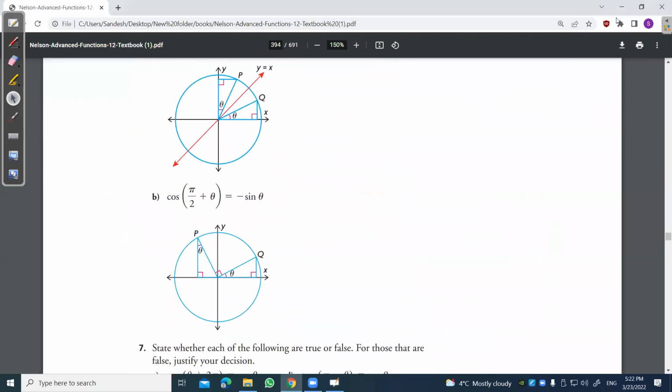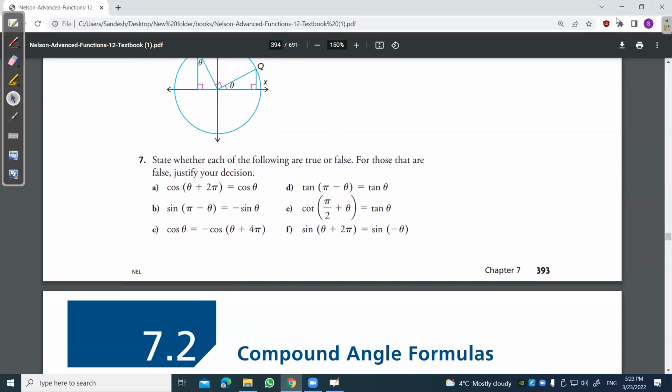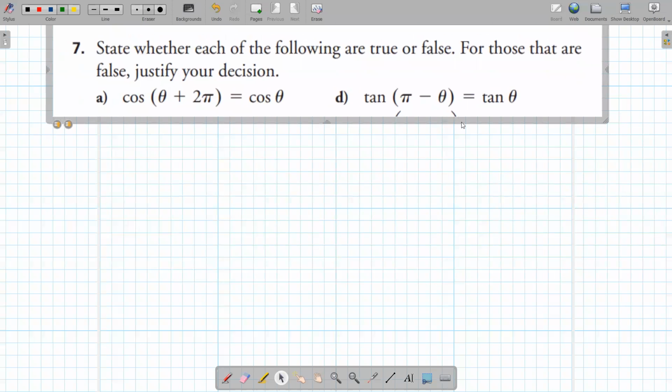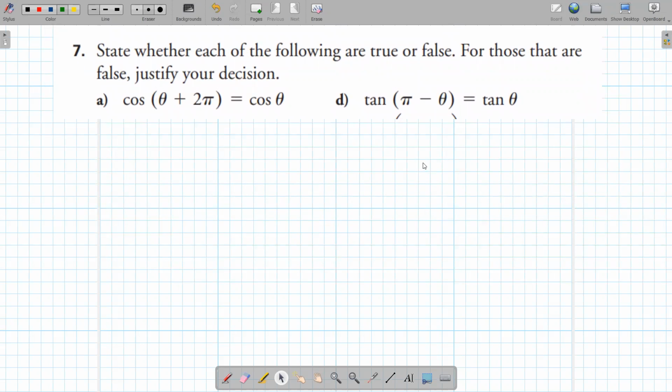7. Oh, 7. I was so confused about proving it true or false. Have you learned the double angle formula, compound angle formula? I think we briefly did it, but my teacher's trash, so I don't know. All right, here, bear with me, okay?